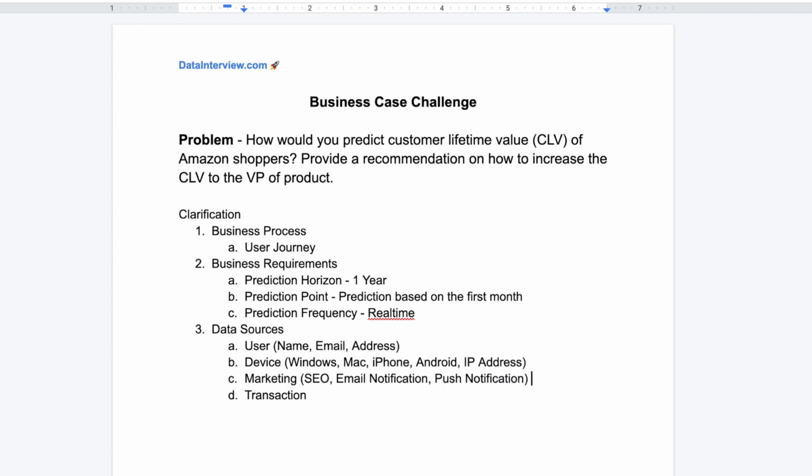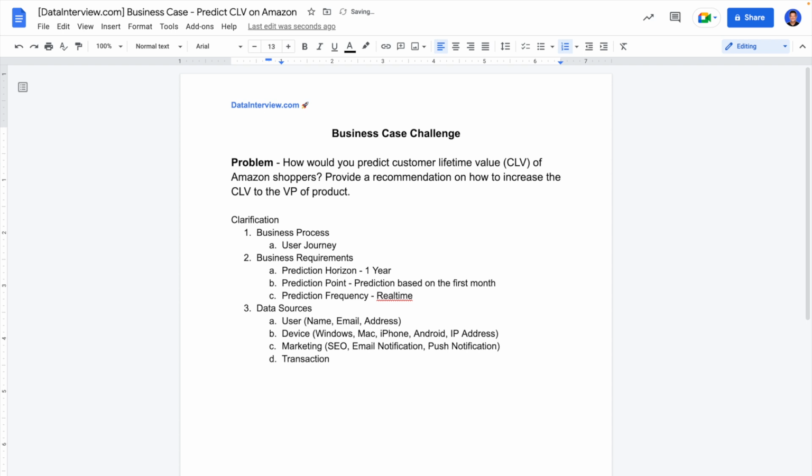So these are essentially some of the external tools that Amazon is using in order to get users onto Amazon.com and start shopping. And I would say really the most important data source in this case is going to be the transaction. The transaction data source is going to provide a lot of information that we need in order to build out the features, but it's also how we're going to get the labels.